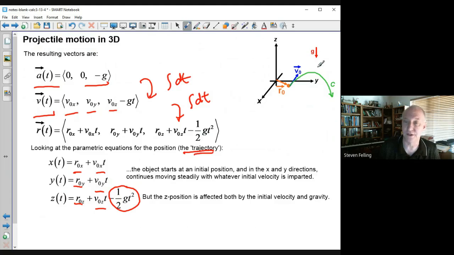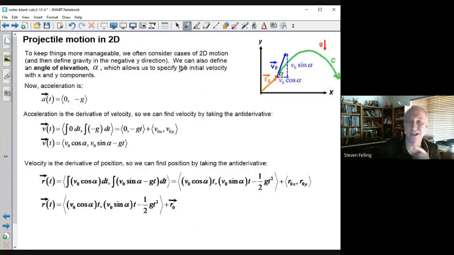And since the gravity is in the negative direction, it usually only affects the z term. To keep things more manageable, a lot of times we're going to do the projectile motion problems in 2 dimensions only. So we'll just remove one from consideration, and in that case, we'll use x to the left, y to the right, and the gravity will be in the negative y direction like this. So we'll start with an acceleration vector like that.